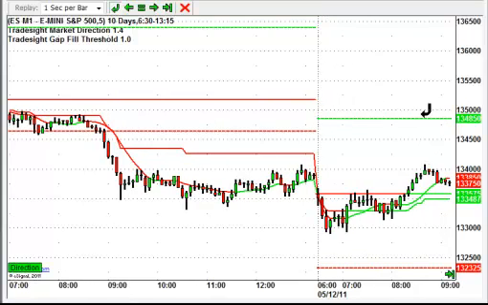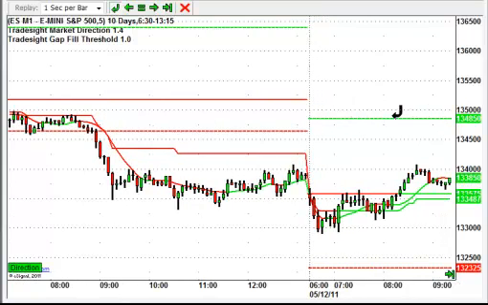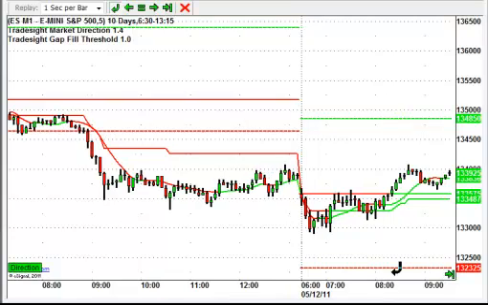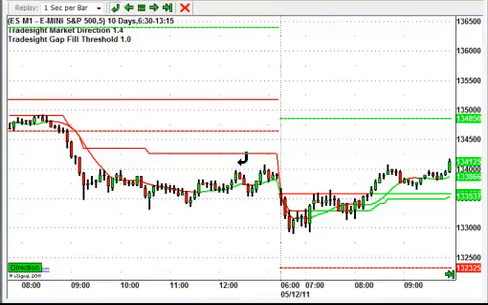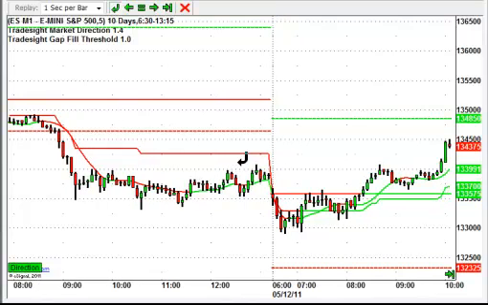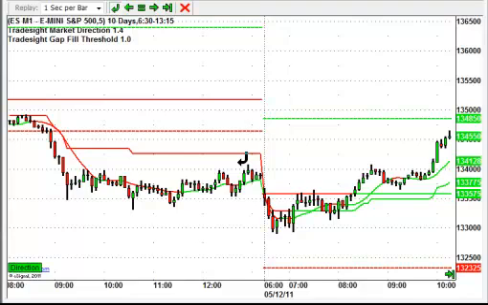We've also got what we call the gap fill threshold levels. That's the green dashed line up here and the red dashed line down here. These are calculations that we have in advance ahead of the session that show us where key support and resistance might be on the futures contracts during the session.